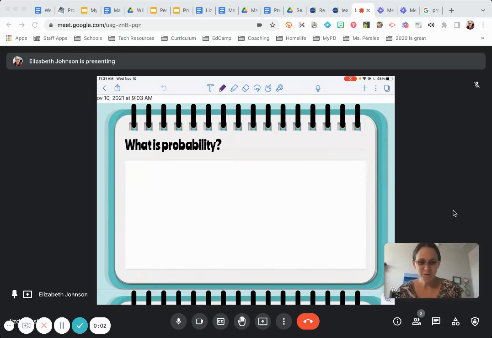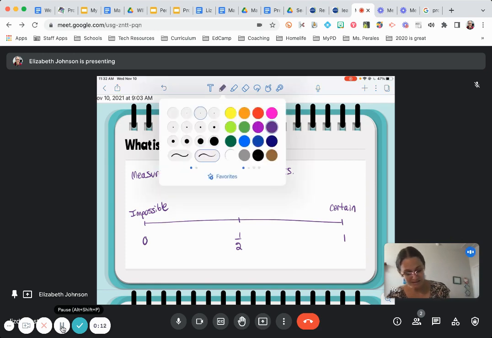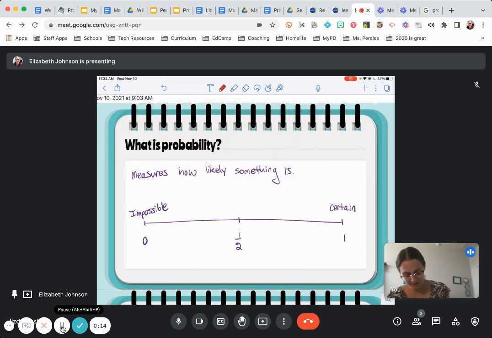What is probability? Well, probability is really just a measure of how likely something is to happen. We measure probability on a scale of 0 to 1. 0 means it is impossible. It cannot happen. Totally impossible. Not even a slim chance. And certain means this is something that is definitely going to happen. We are 100% sure that that's going to occur.